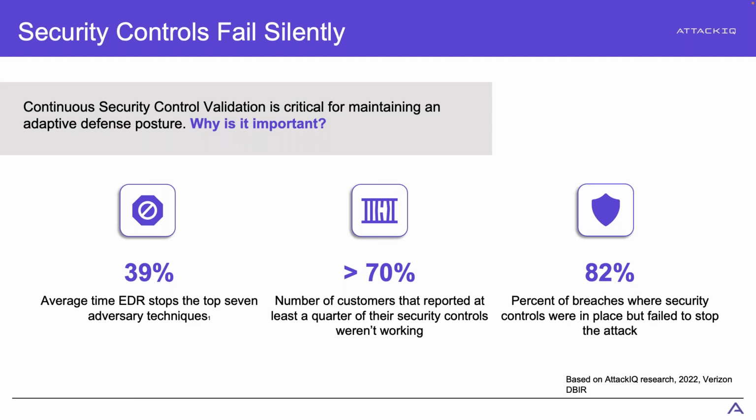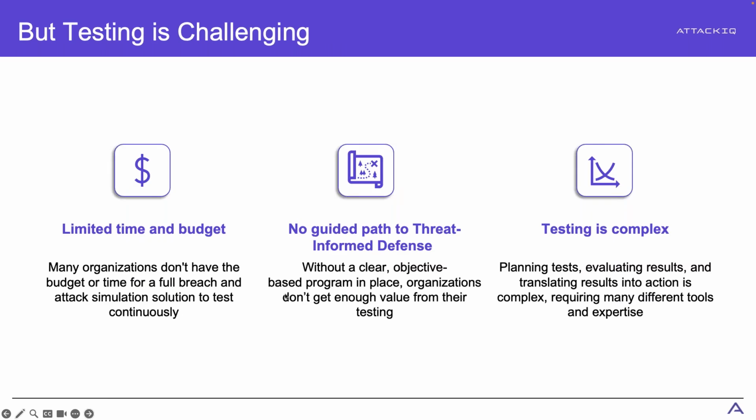So why aren't organizations doing it though? Because this sounds like something that you would obviously want to do. And there are several challenges that you're going to be aware of that are pertinent to organizations. The first is that most organizations simply don't have the time or the budget for either a full breach and attack simulation solution, like AttackIQ, that they can use to test continuously, and pen testing and red teaming are prohibitively expensive to do more than once or twice a year.